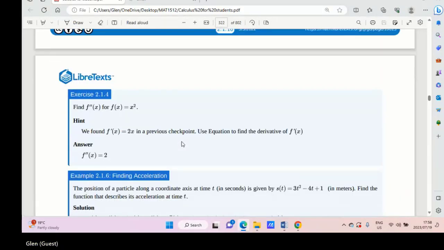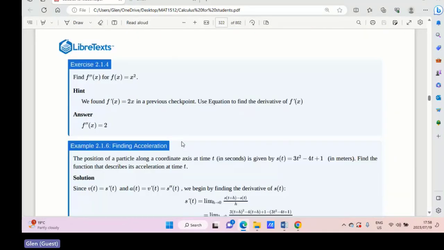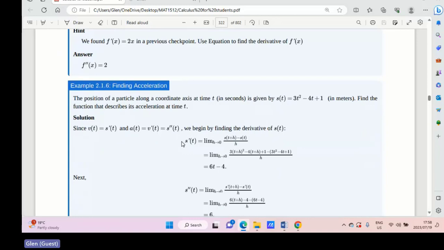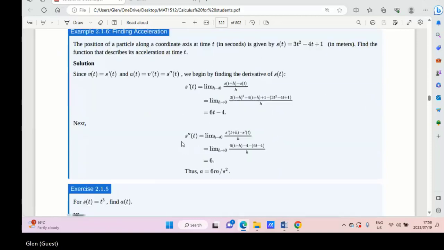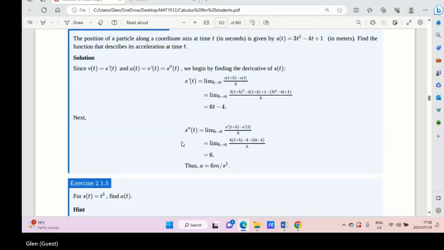Now let's go to exercise 2.1.5. Where is that? Exercise 2.1.5. Aha. Here is the exercise. S of t is equal to t cubed. Find A of t.